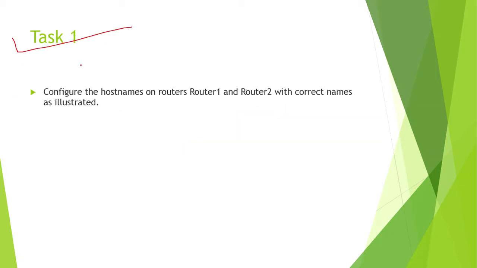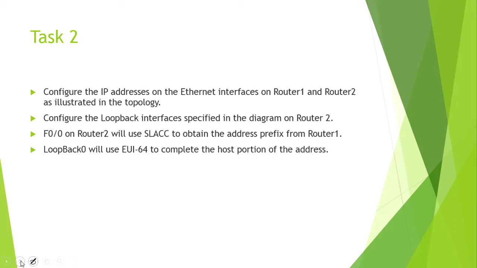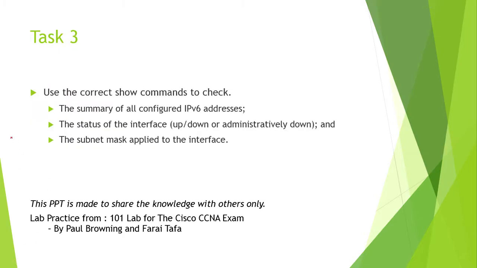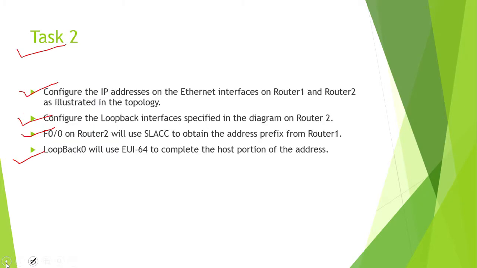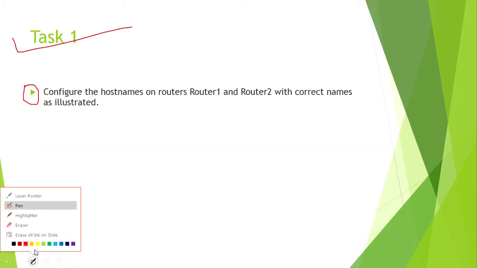Fine. So task 1 over here is to assign router 1 and router 2 as the host names, and task 2, as illustrated very easily, is that you need to configure router 1 and router 2 as illustrated in the topology. Also provide SLAAC and loopback addresses with EUI-64. Another task, task 3, is to be completed with the show command, and we are going to see all these configurations that we have configured using the show command. Okay, so let's get started with today's lab.